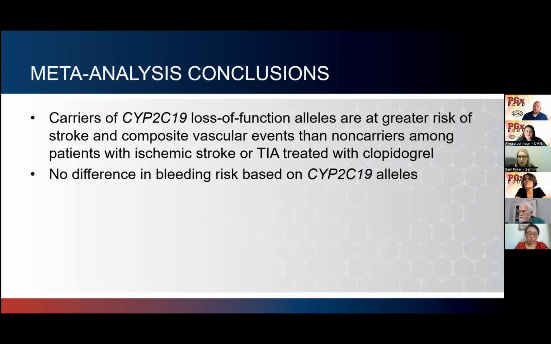And then, so overall, in this meta-analysis, we saw that those carriers of the 2C19 loss of function alleles are at a greater risk of stroke and composite vascular events than the non-carriers among patients with the ischemic stroke or TIA and being treated with clopidogrel, but no difference with those with the bleeding risk.